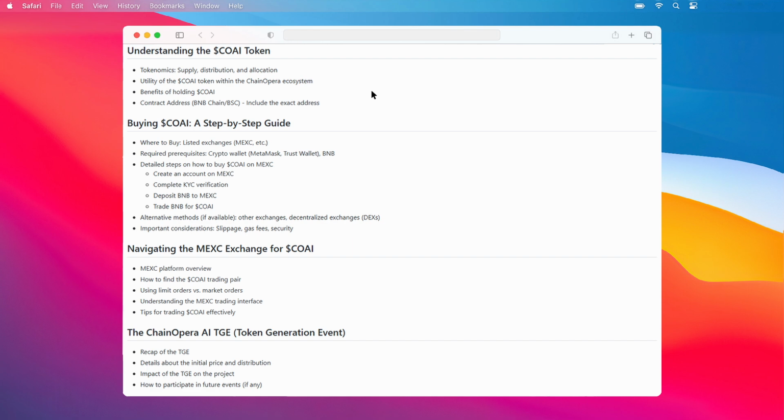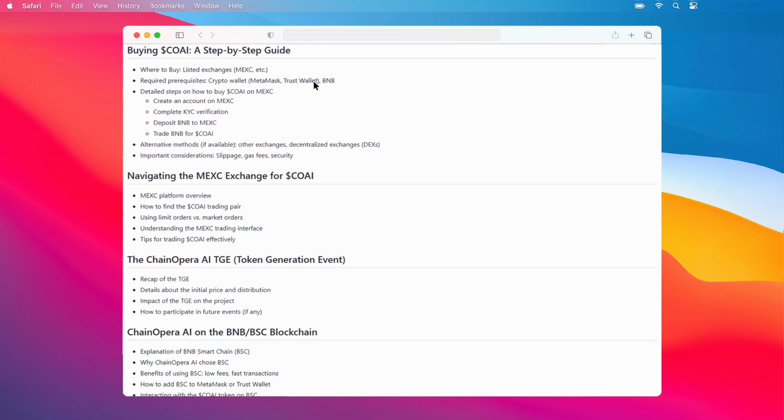Let's get into the step-by-step process of buying $COAI, concentrating on listed exchanges such as MEXC, covering the prerequisites you'll need, like a crypto wallet such as MetaMask or Trust Wallet, and some BNB for transactions. We'll look at the detailed steps on how to buy $COAI on MEXC, starting with creating an account, completing KYC verification, depositing BNB, and finally, trading BNB for $COAI.